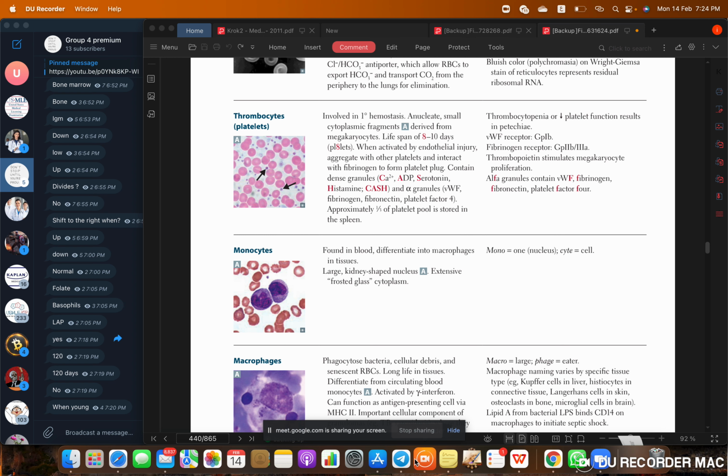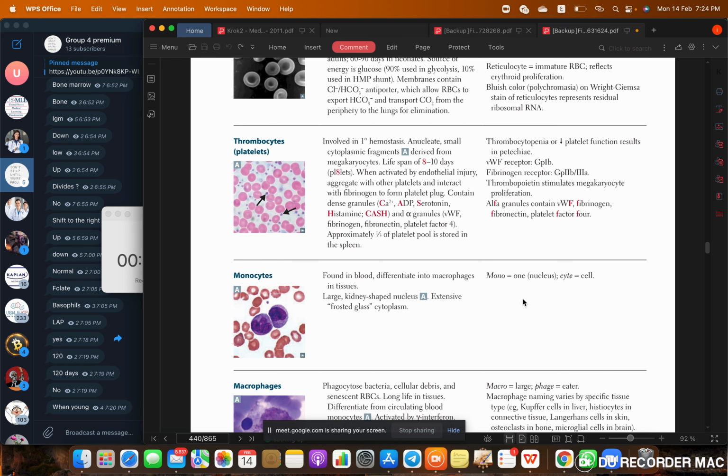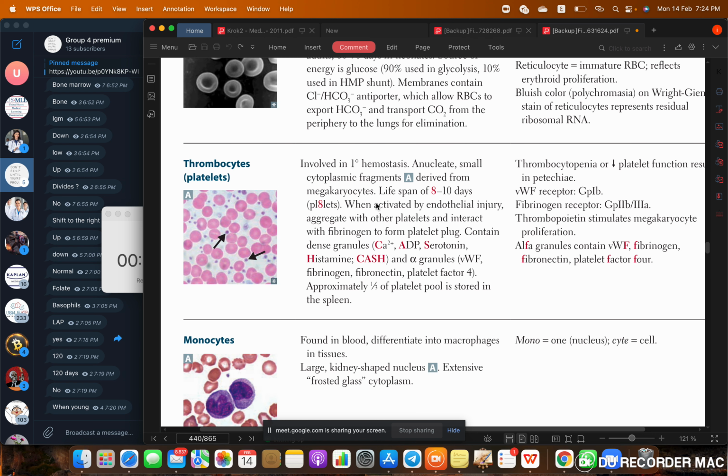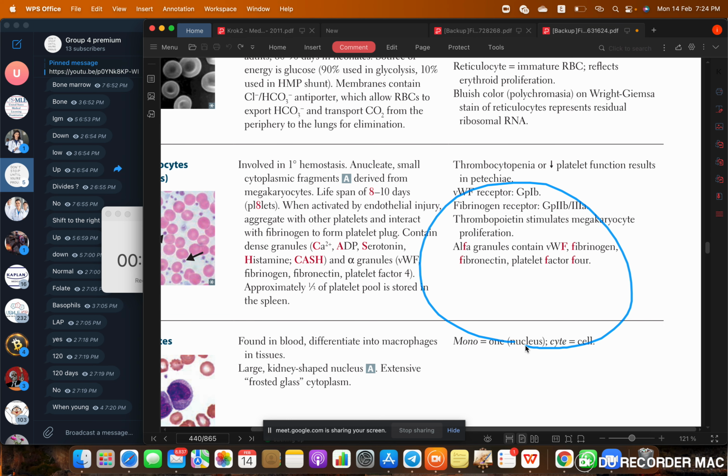The next thing we are going to speak about right here is going to be the thrombocytes, also known as platelets. They are involved in primary hemostasis, which is basically the stoppage of the bleeding. Also, they do not have a nucleus, and basically they are small cytoplasmic fragments which come from the megakaryocyte. Remember what I told you: a megakaryocyte is the precursor, a big cell, and the fragments of it are known as platelets, right? So that's what is written here.